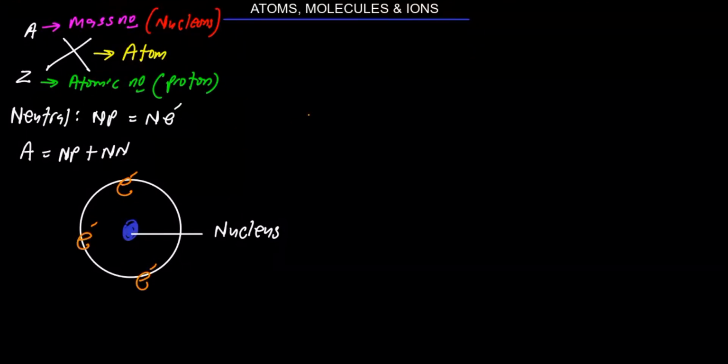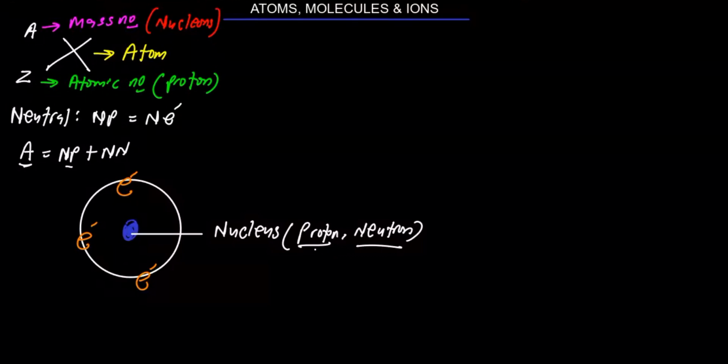And take note that inside the nucleus, we have two subatomic particles present. Those are the proton and the neutron. Good. These are the two subatomic particles you will see inside the nucleus. Now, if you are asked to calculate mass number, it is equal to the number of protons, which is here, plus the number of neutrons, which is here.